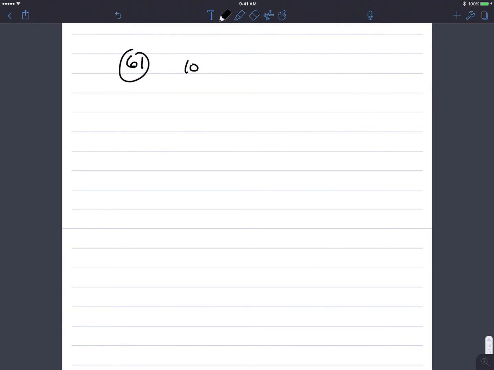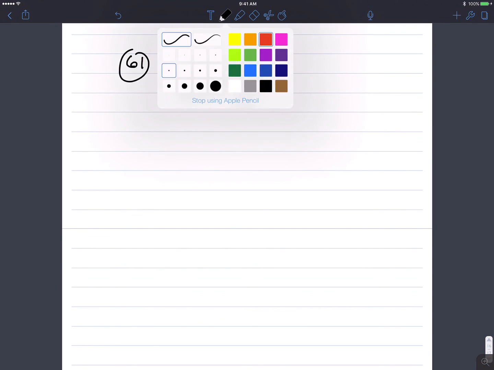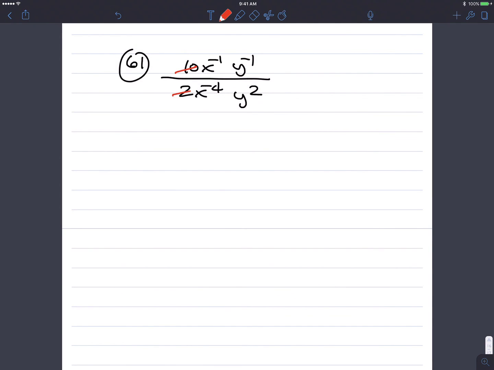(61) 10x to the minus 1st power, y to the minus 1st power, everything over 2x to the minus 4th power, y squared. 10 divided by 2 is 5. Let's use our properties now. 5x to the negative 1 minus a negative 4, y to the negative 1 minus a 2. Let's see why.